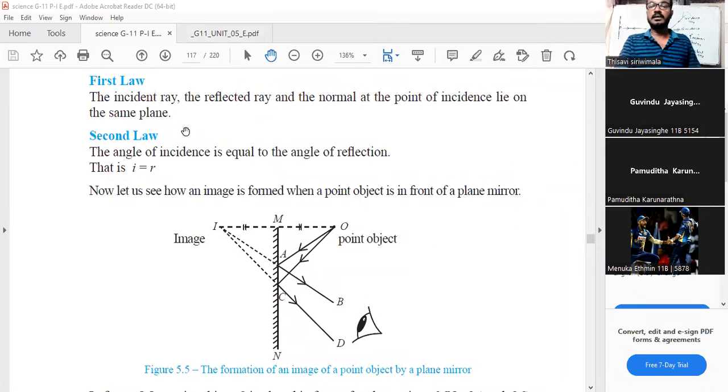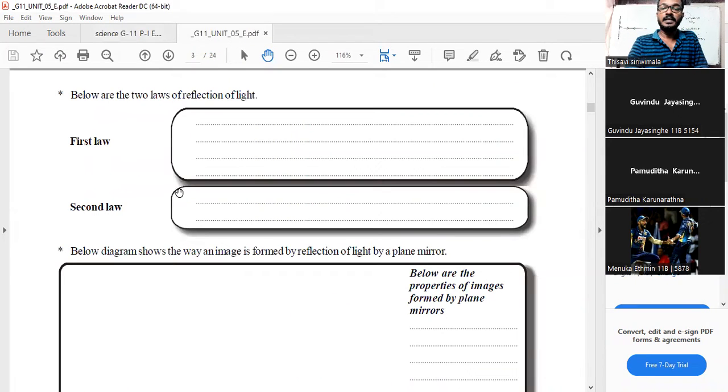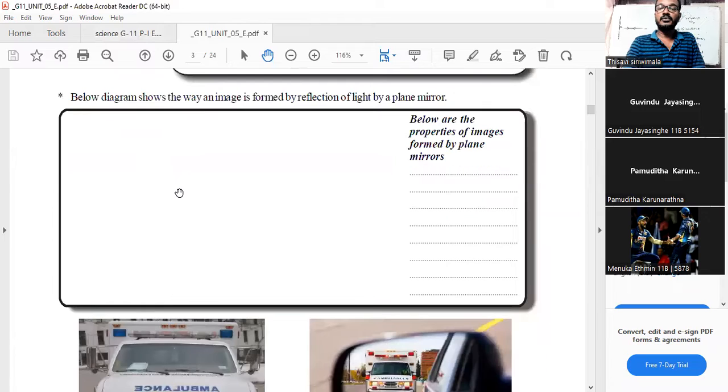Sorry, you have written the laws. Laws are okay. Then we are going to draw a ray diagram to represent how the image of a certain object is formed by a plane mirror. So in this case, you can draw it. Now look at the way I draw it.